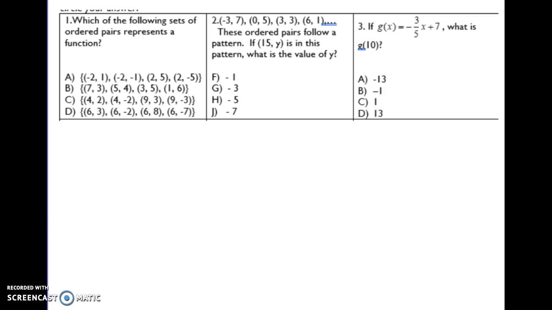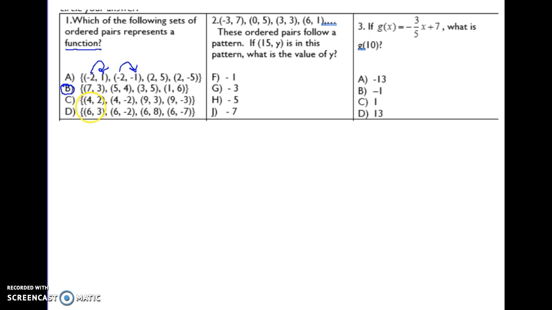All right, number one, which of the following sets of ordered pairs represents a function? Well, with a function, we know that every input, your x value, can only have one output. So in this case, if you look at answer B, every input, we've got our domain, which would be 7, 5, 3, and 1, has a unique output, 3, 4, 5, and 6, okay? If you looked at A, the input of -2 has an output of 1, and -2 also has an output of -1. So that violates the rule of a function.